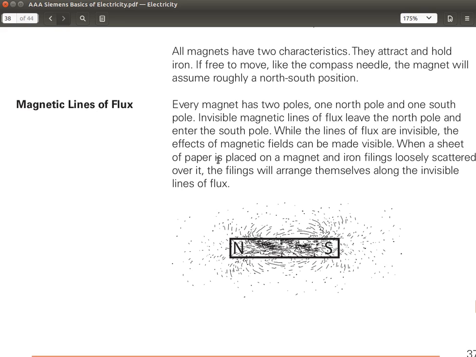Now, magnetic lines of flux. Every magnet has two poles, one north pole and one south pole. As you see here, N for north, S for south. Invisible magnetic lines of flux leave the north pole and enter the south pole, that is outside of the magnet. While the lines of flux are invisible, the effects of magnetic fields can be made visible. When a sheet of paper is placed on a magnet and iron filings loosely scattered over it, the filings will arrange themselves along the invisible lines of flux, as you can see here.